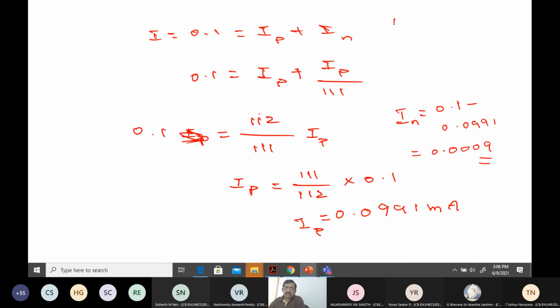Why? Because we already know Na is 10 power 18 and Nd is 10 power 16 per centimeter cube. So the concentration of donor impurity is 2 orders lower than that of acceptor, and we can clearly see that reflection in the electron current and hole current. That's it. Okay, I hope you have understood.